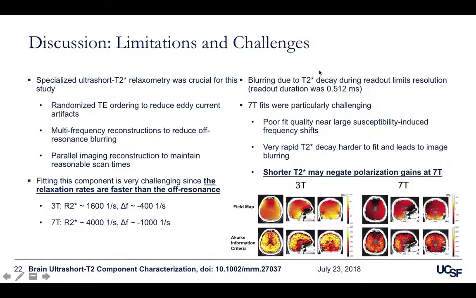Then we have, always with UTE and short T2 star, you have to be aware of blurring artifacts due to T2 star decay. And 7T was going to suffer the most from this because the T2 star was shorter than the readout duration, so possibly limiting the quality of our 7T maps, and just the susceptibility near the sinuses here led to some very poor fits. Overall, the fact that there's such a shorter T2 star at 7T, this may negate any polarization gain we might expect by going to 7T.